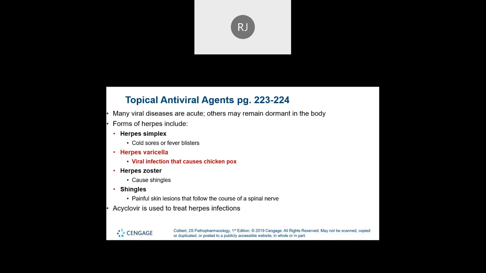Many viral diseases are acute, others may remain dormant in the body. We have forms of herpes that include herpes simplex, herpes varicella, which is a viral infection that can cause chickenpox. We have herpes zoster and shingles. You see shingles in commercials on TV, talking about it being very painful skin lesions that follow the course of the spinal nerve.